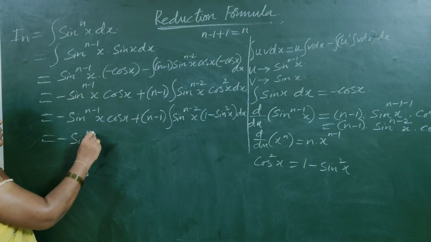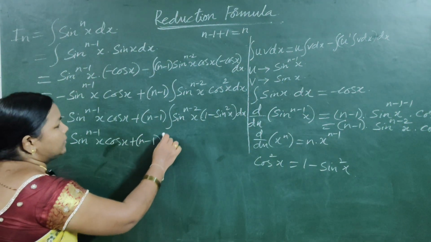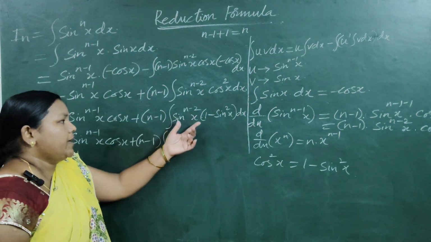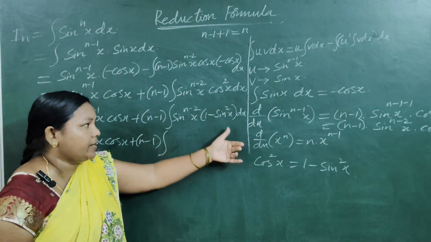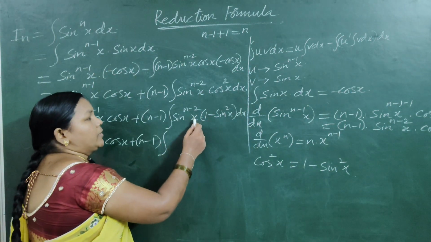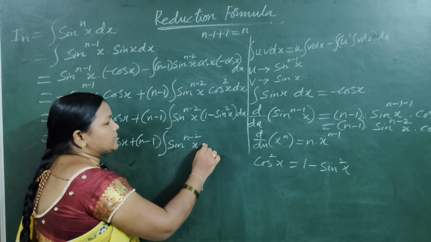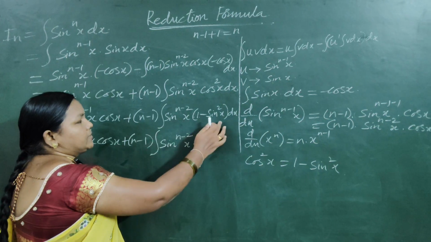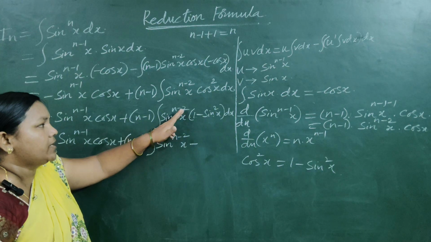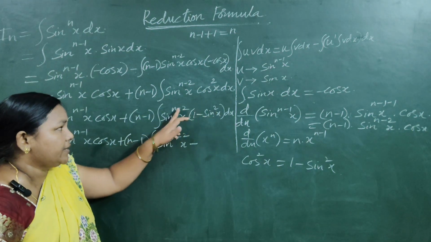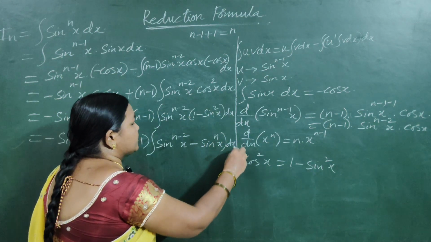Minus sine to the power of n minus 1 x cos x plus n minus 1 integration of multiplying sine to the power of n minus 2 x with 1 minus sine square x. Sine to the power of n minus 2 into x into 1 is sine to the power of n minus 2 into x, minus, here the sine bases are the same, so we can add the powers. When we add the powers, minus 2 and plus 2 get cancelled, remaining is sine n. That is sine n x into dx.